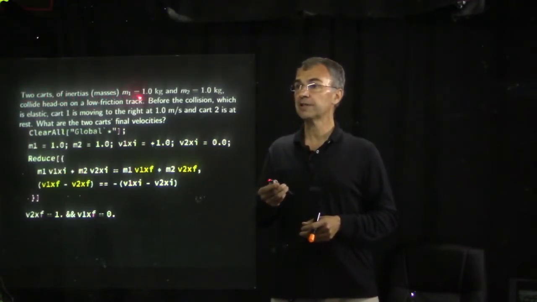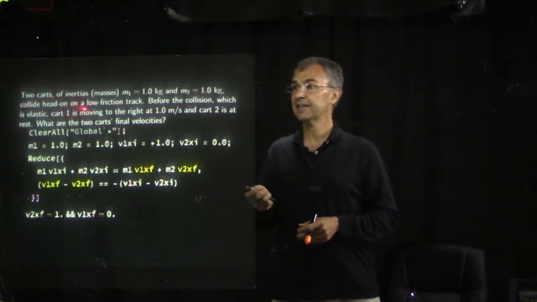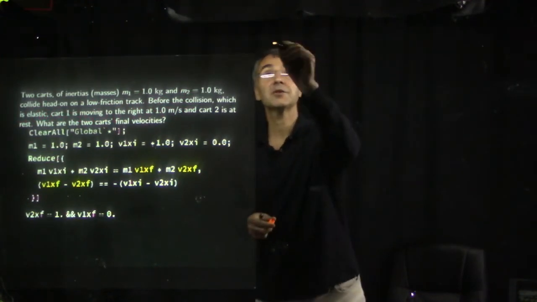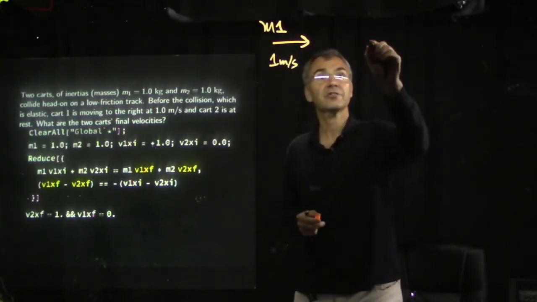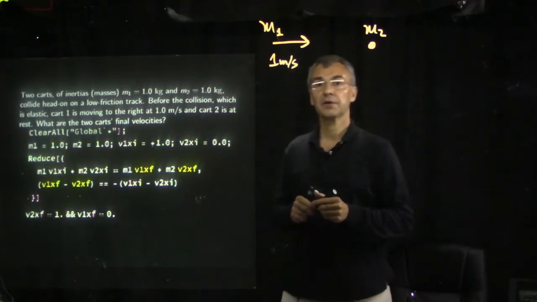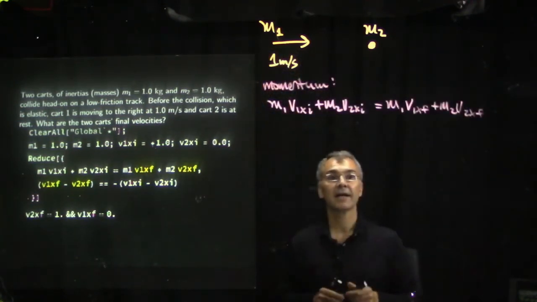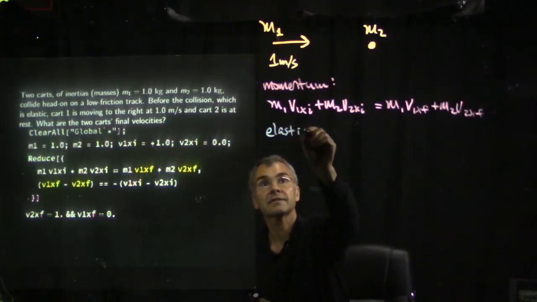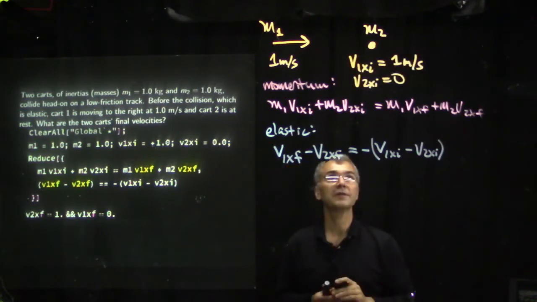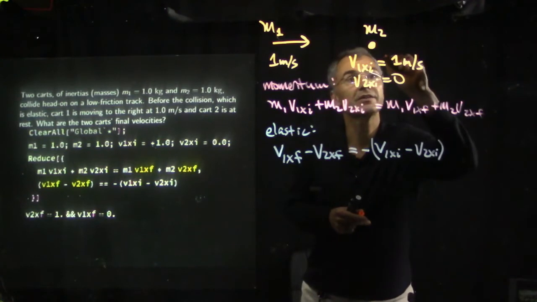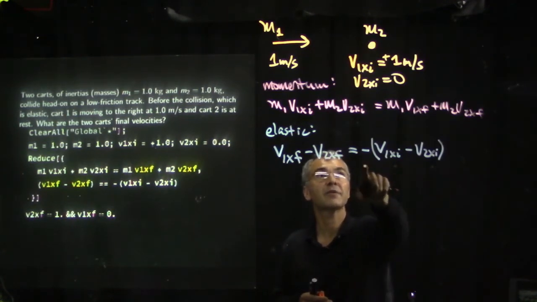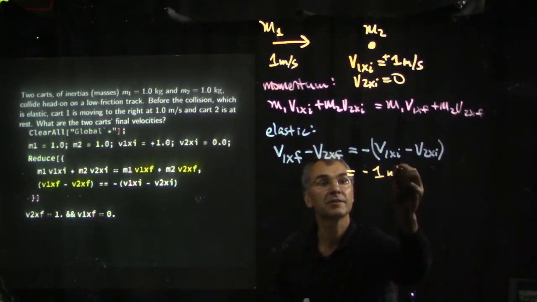Two carts of mass m1 is 1 kilogram and m2 is 1 kilogram collide head-on on a low-friction track. Before the collision, which is elastic, cart 1 is moving to the right at 1 meter per second, and cart 2 is at rest. What are the 2 carts' final velocities? So we can use momentum, and we can use the fact that the collision is elastic. And in the initial state, v1x initial is 1 meter per second. In fact, it's even in plus 1 meter per second. v2x initial is 0. So this is 1 minus 0, and then with a minus sign. So this is minus 1 meter per second.